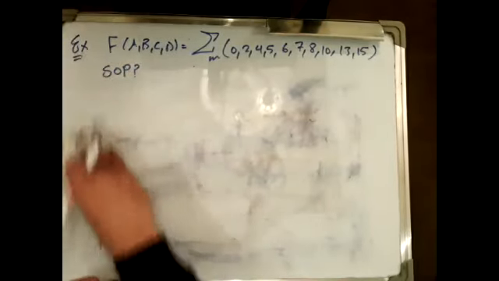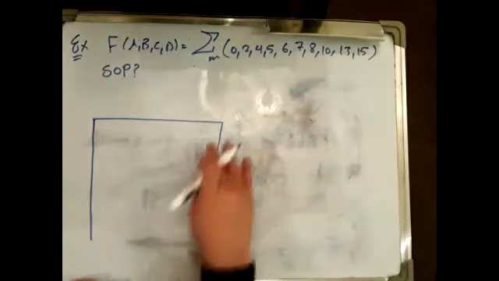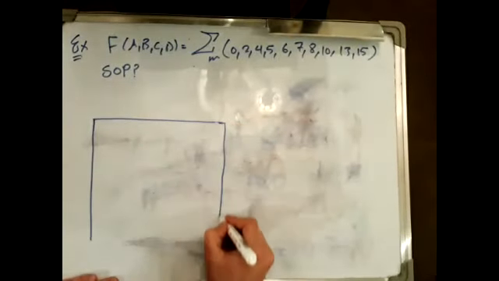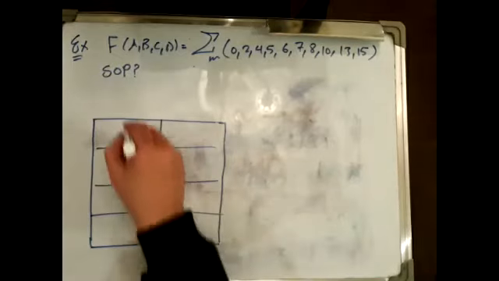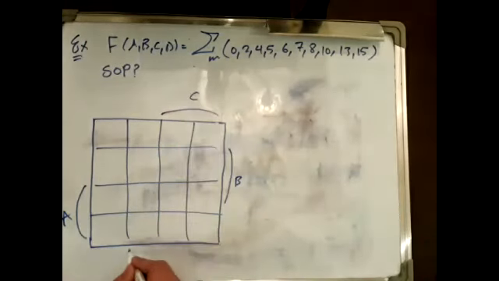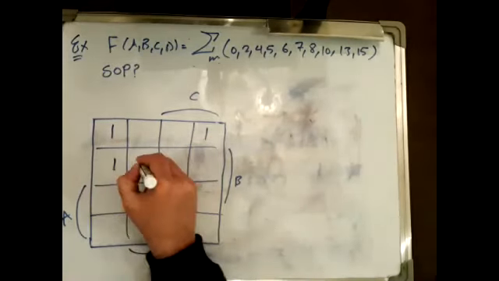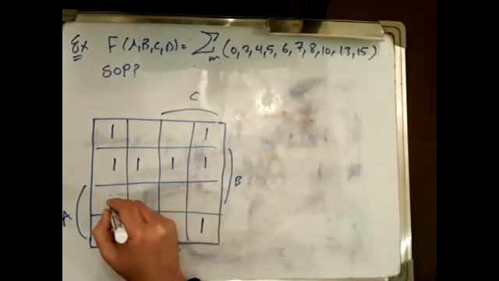The very first step is to draw the map. For a 4-variable K-map, let me try to make it bigger a little bit. So this is A, this is B, C, and D. And these are the ones. So the ones are located at 0, at 2, at 4, 5, 6, 7, 8, 9, 10. This is 12, 13, and 15.